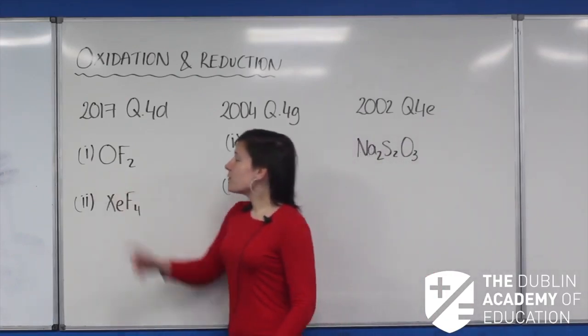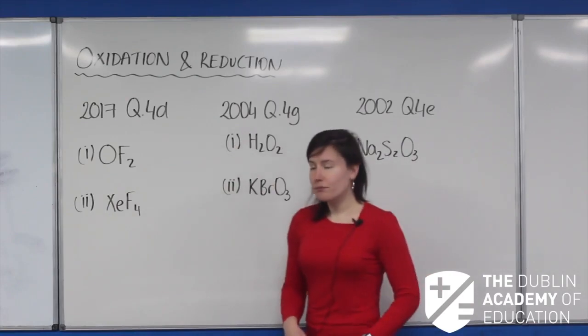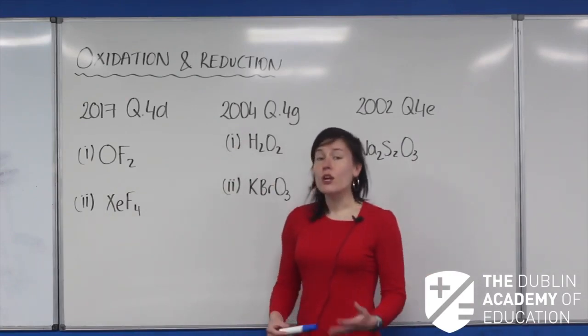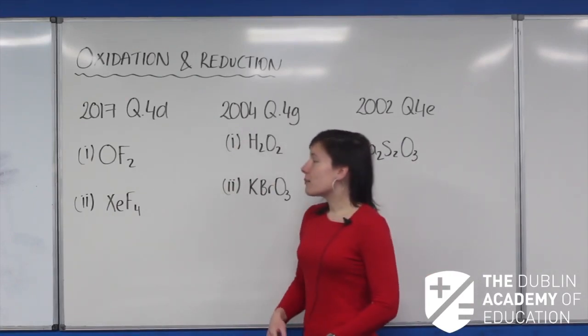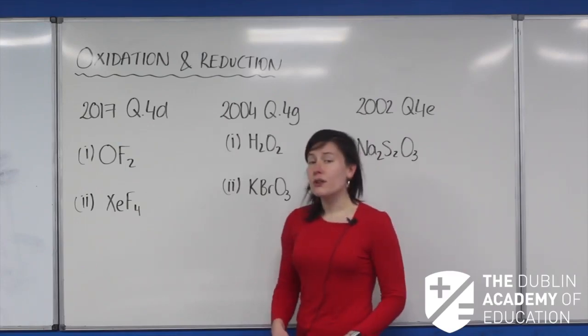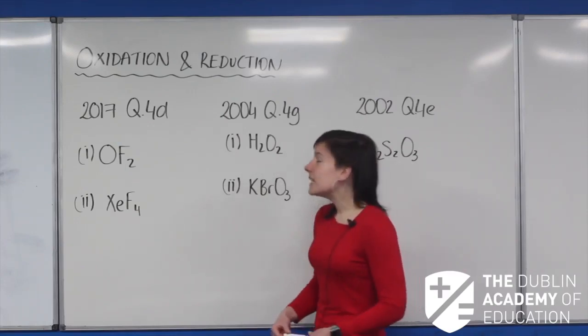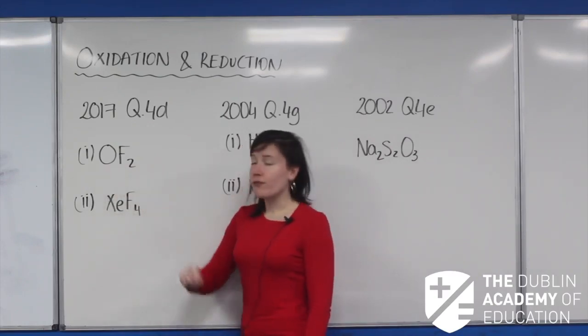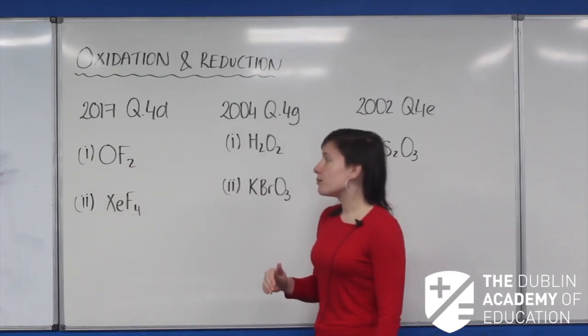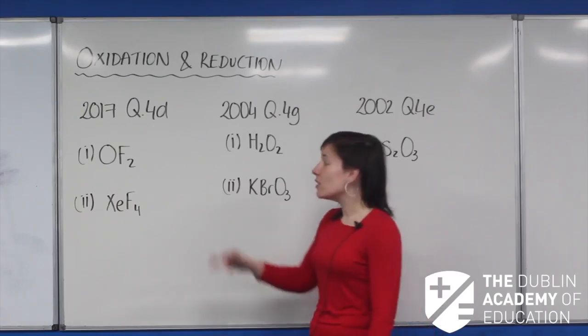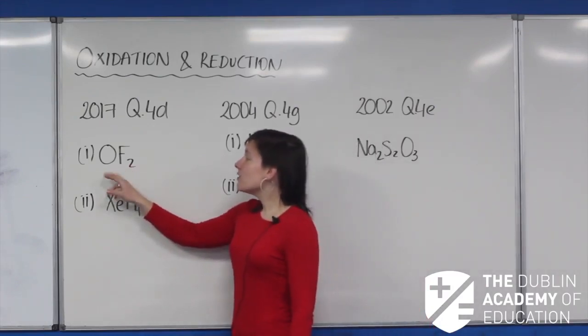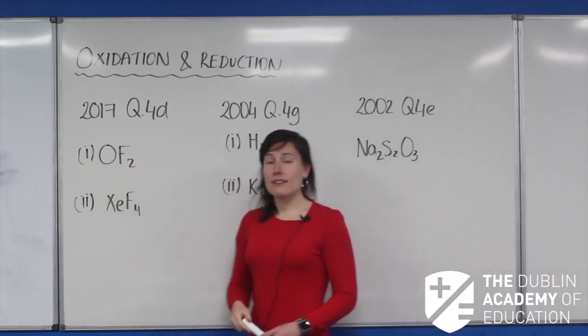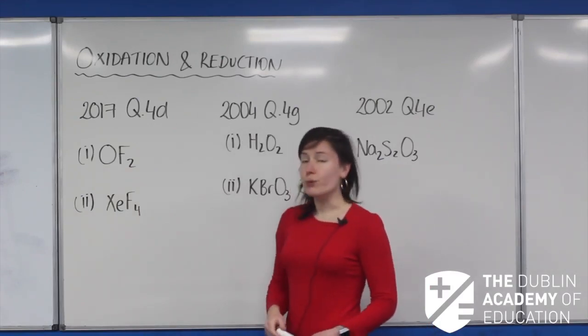So if we look at the first one here, OF2. And now we need to think back to the rules that we went through in our previous lesson, and you can refer to those in the notes as I'm talking. Now, what we see here is we have oxygen, okay, and we also have fluorine. And if we look through our rules, we see that there are 2 rules that we can use here in this particular example. So oxygen normally has an oxidation number of -2.